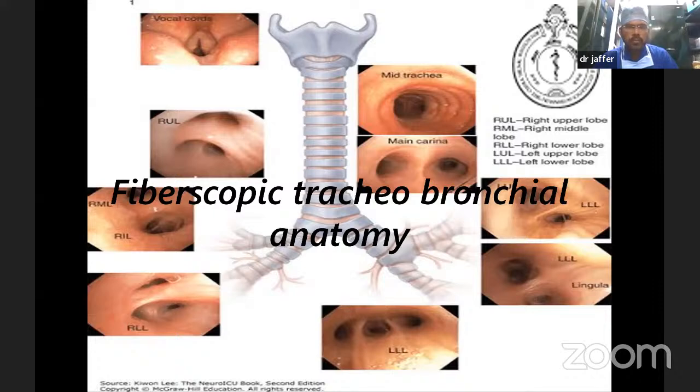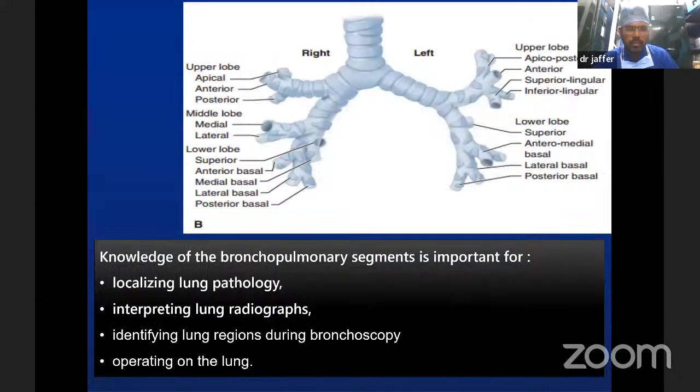So why do we need to know about the fibroscopic tracheobronchial anatomy? One is, when we see a pathology in the lung radiograph, chest radiograph, we should be able to correlate it when we do a bronchoscopy. So for that, we need to know what are all the segments that is affected so that we can guide the surgeons for surgery, and localize the lung pathology either radiographically or live through the bronchoscopically.